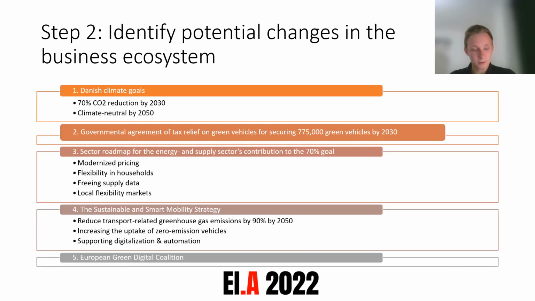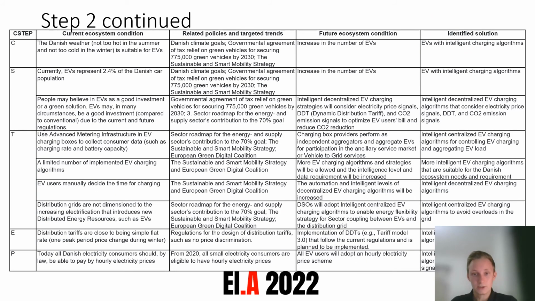To go to step 2, I want to identify the future. We need to find what the current goals are that could lead to these mega trends, etc. Here we identify, for example, the Danish climate goals, and we have a sustainable and smart mobility strategy. Taking these into consideration, we can see what a future ecosystem would look like, or at least give a good guess. And we can see that we will have an increase in the number of electric vehicles.